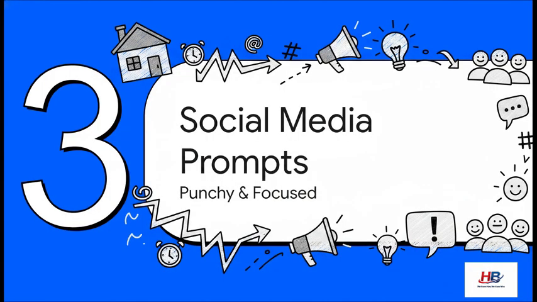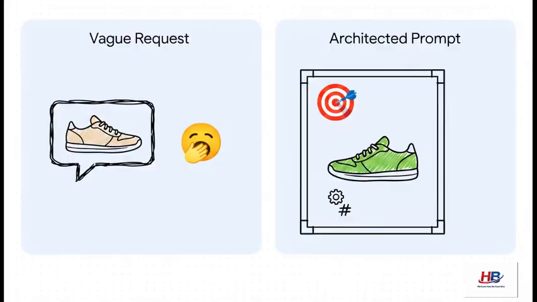Let's look at Section 3, Mastering Social Media Content. We're aiming for punchy and audience-focused here. Okay, I love this comparison because it shows the stark contrast between a frustrating request and a beautifully architected one. Imagine just telling an AI, write a tweet about shoes. It has to completely guess your tone, your audience, your campaign goal, and the result is going to be super boring. But look at the architected prompt.